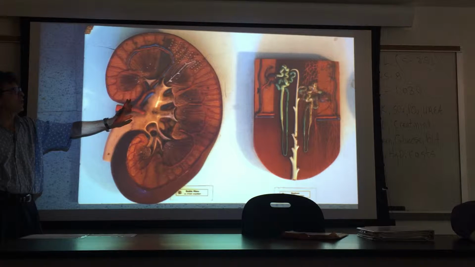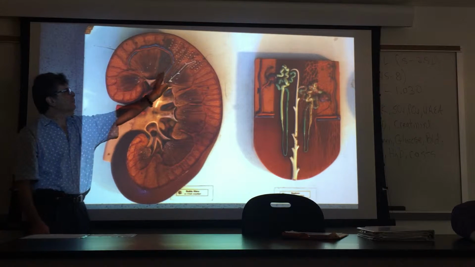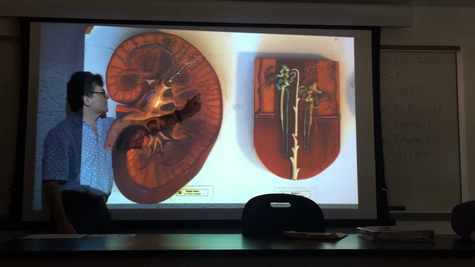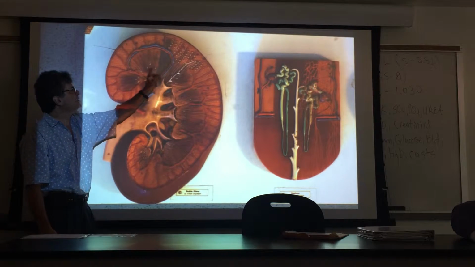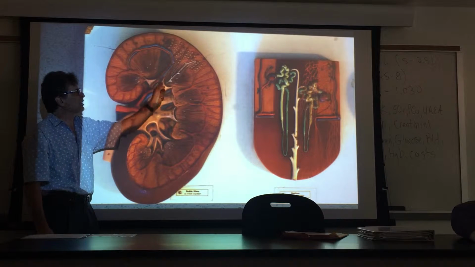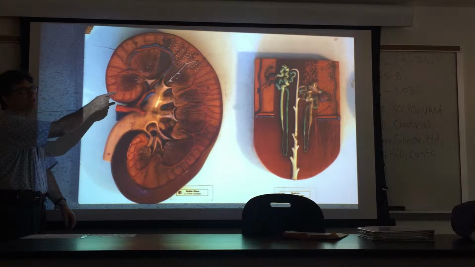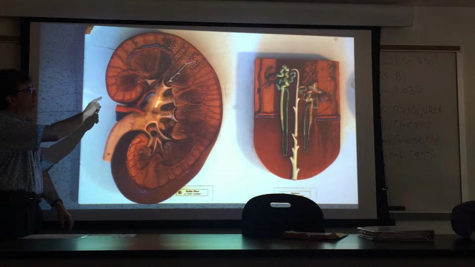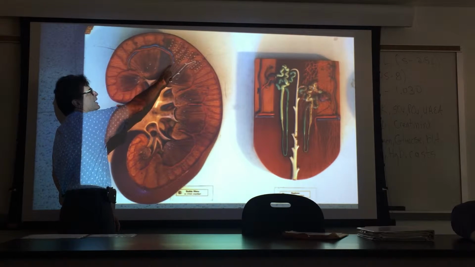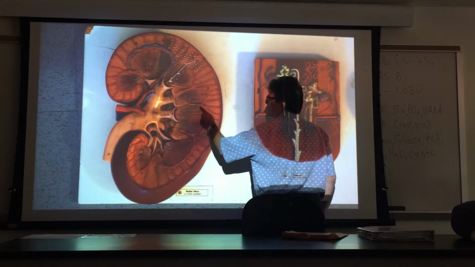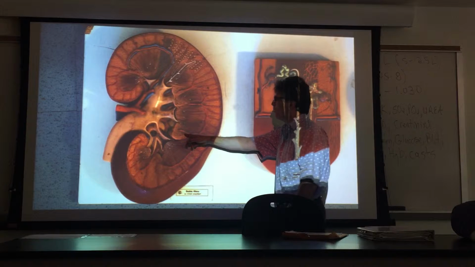The segmental arteries travel through the medulla. This part's the medulla, this part's the cortex. The medulla is made up of pyramids, and in between them is columns. The blood goes between the pyramids, travels up the columns as an interlobar artery. So if I point to this artery, it's interlobar.